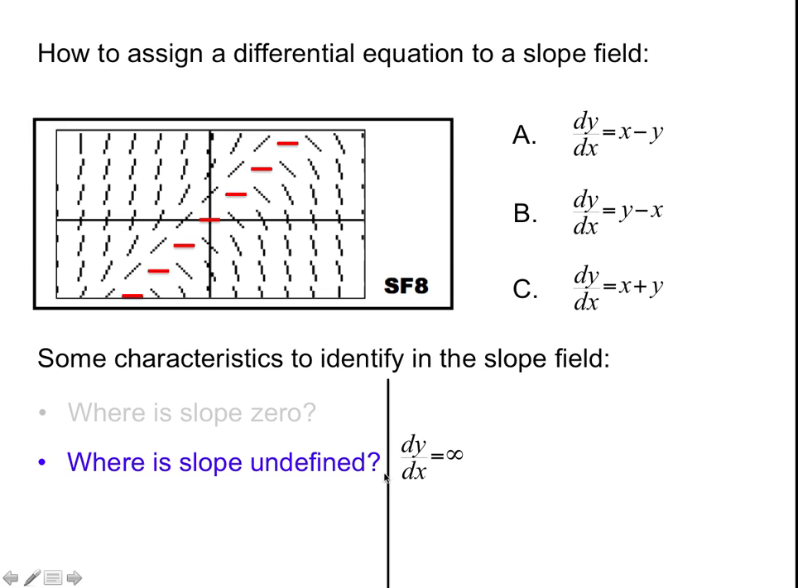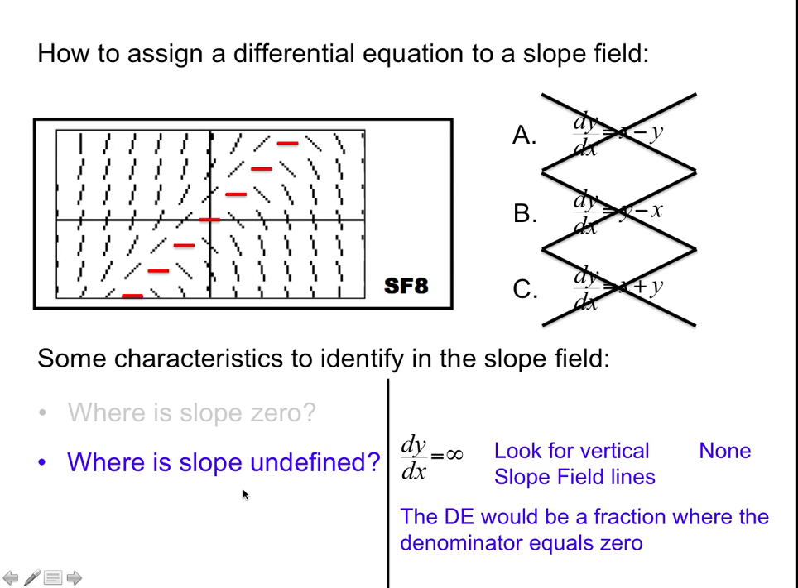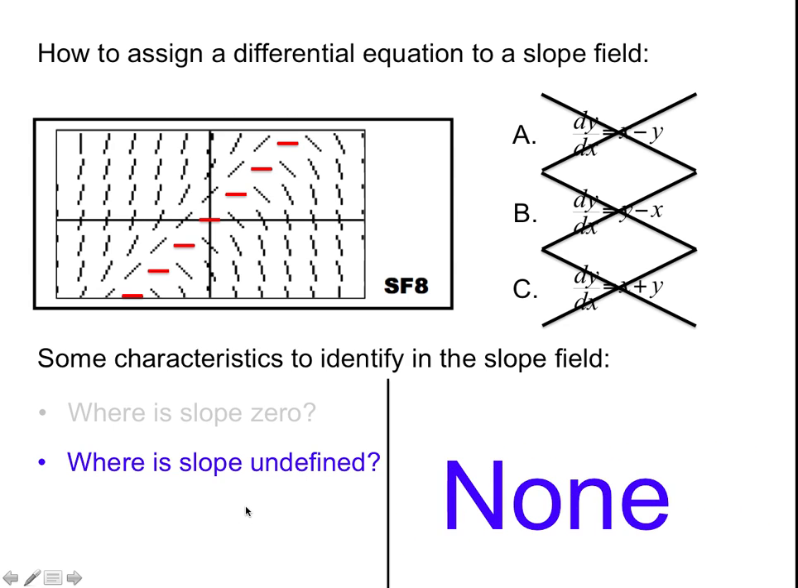We know that a vertical slope line is an undefined slope, or an infinite slope. We don't have any on this one. So it's something to consider, but it's something we don't have in this example. So we don't need to really worry about looking at any of those.